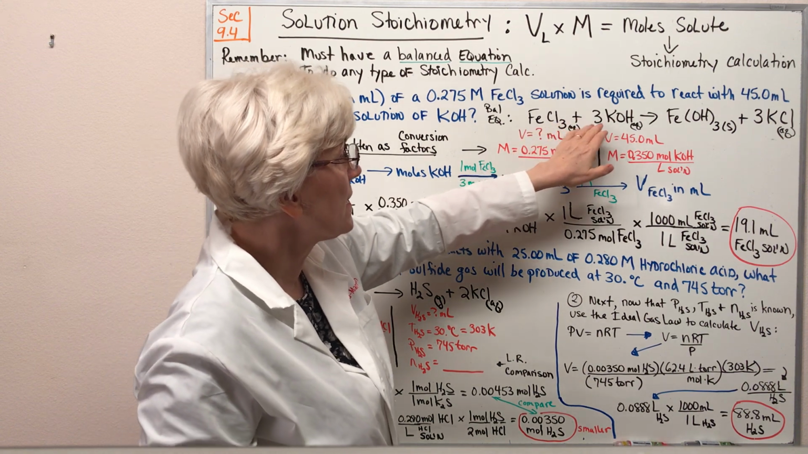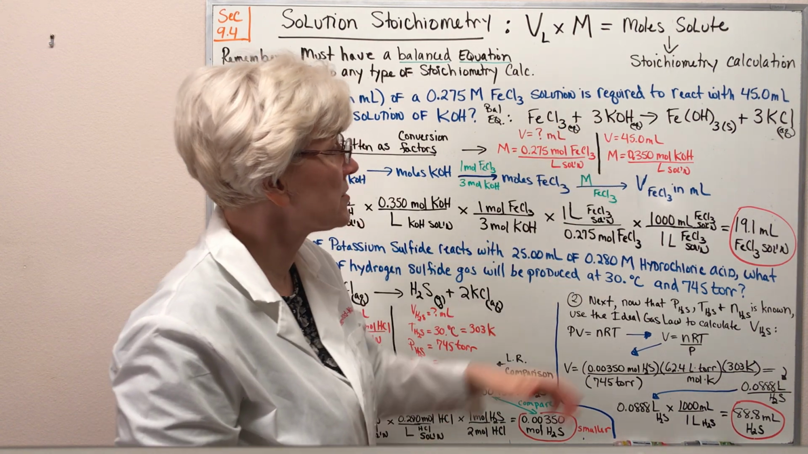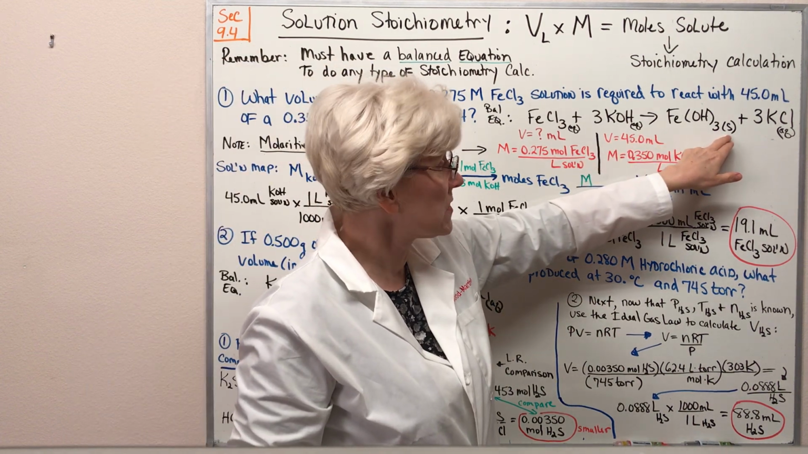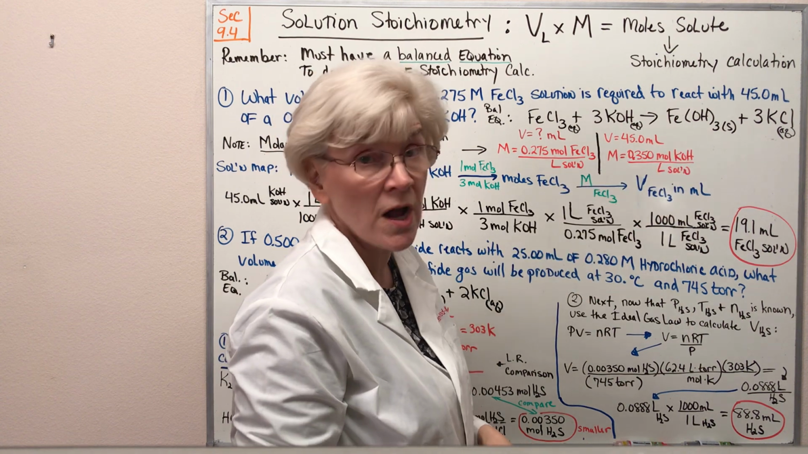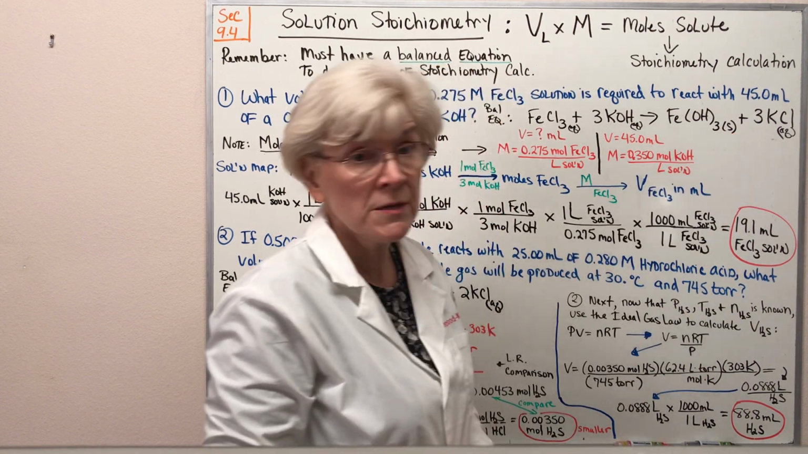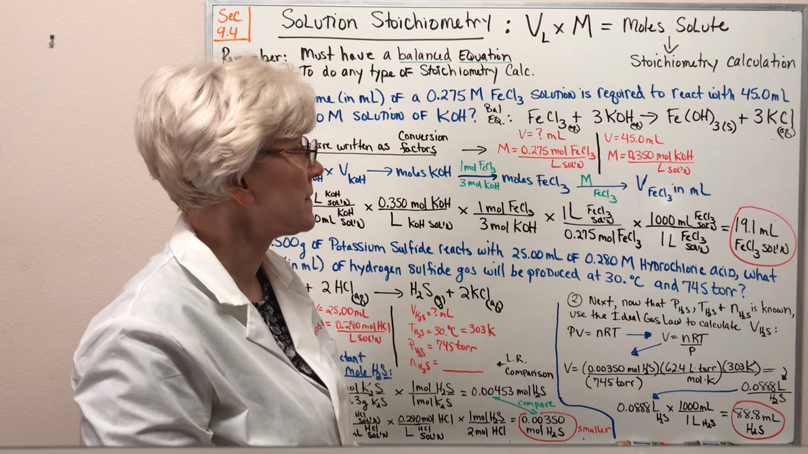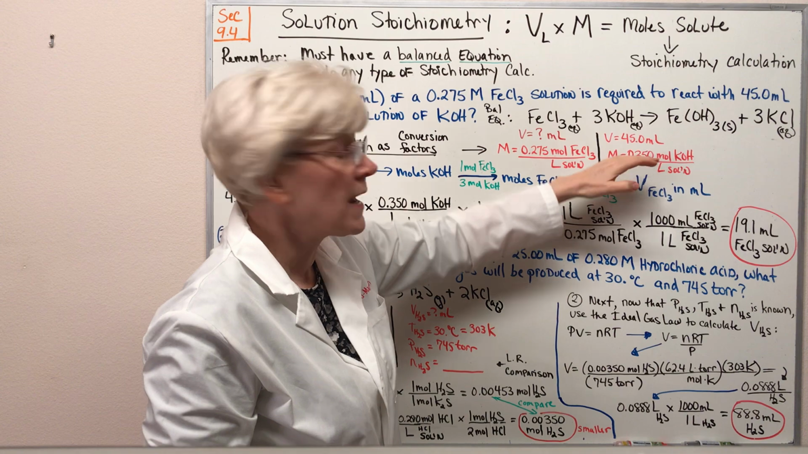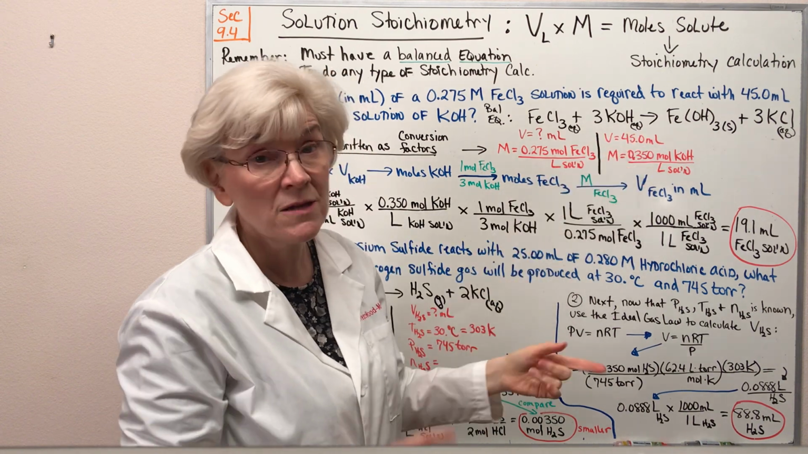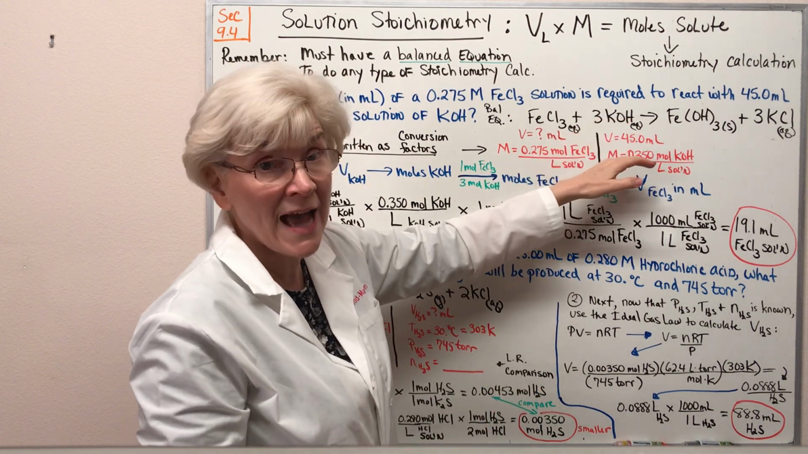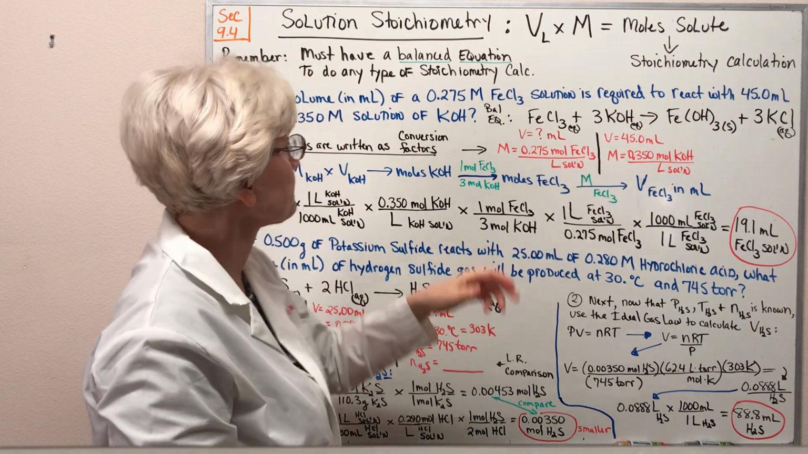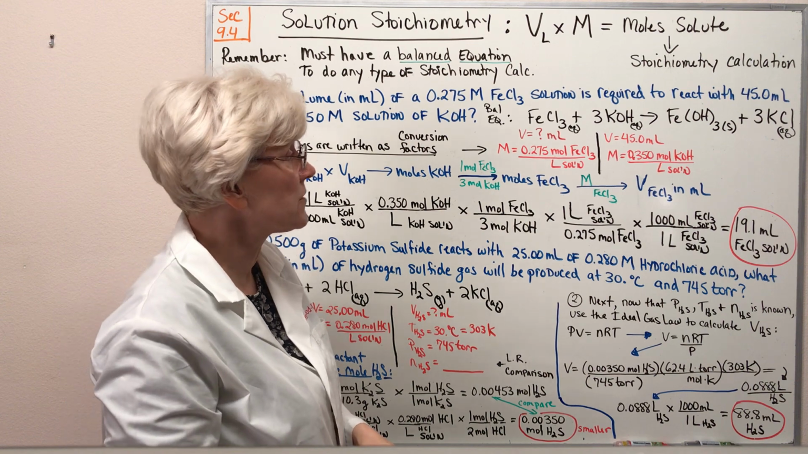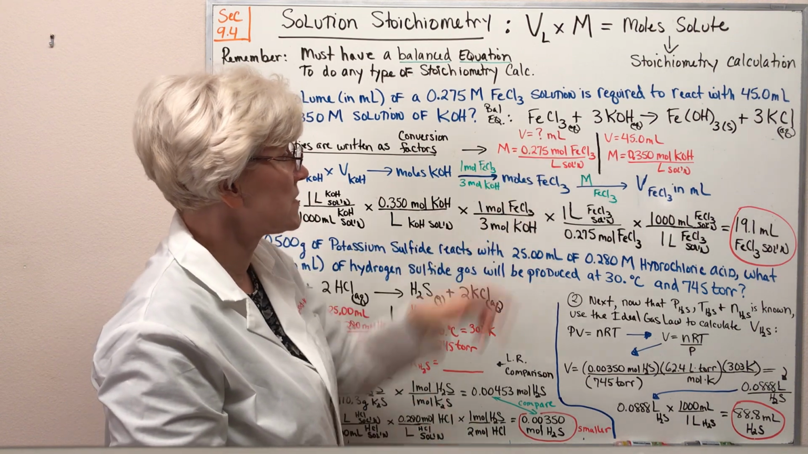Iron(III) chloride plus 3 moles of potassium hydroxide react to form a precipitate, a solid, iron(III) hydroxide, plus 3 moles of potassium chloride. Notice that I have taken the data in the problem and listed it below each one of the reactants that it pertains to. So we need to calculate the volume in milliliters of our iron(III) chloride solution. That's what we're trying to solve for.